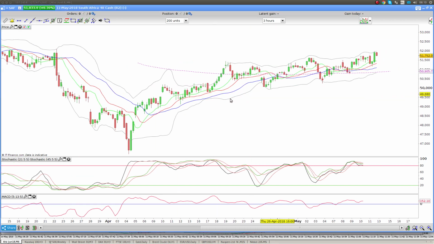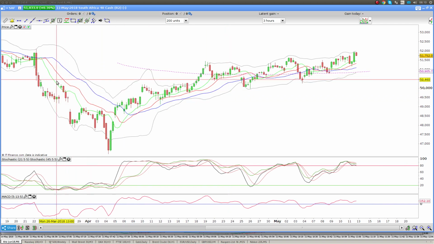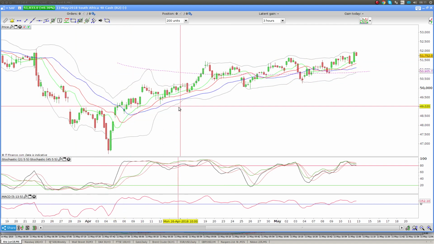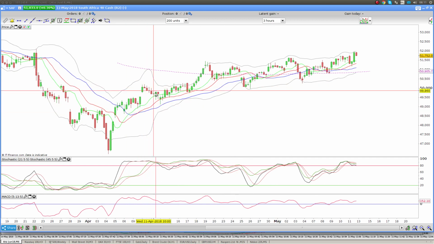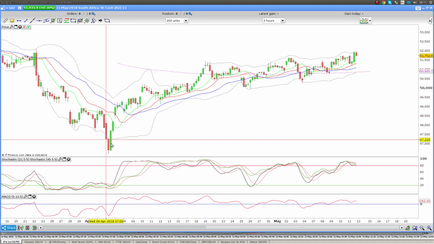So the first thing is the chart setup. What am I looking at? Firstly, there is the Bollinger alligator, the green, red, and blue lines. The reason that's here is that it keeps me on the right side of the trend. If we're above the alligator, we are trending up. If we're below the alligator, like here, we're trending down.